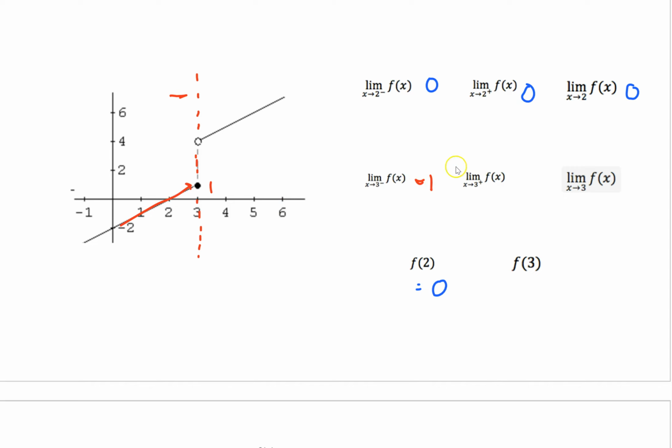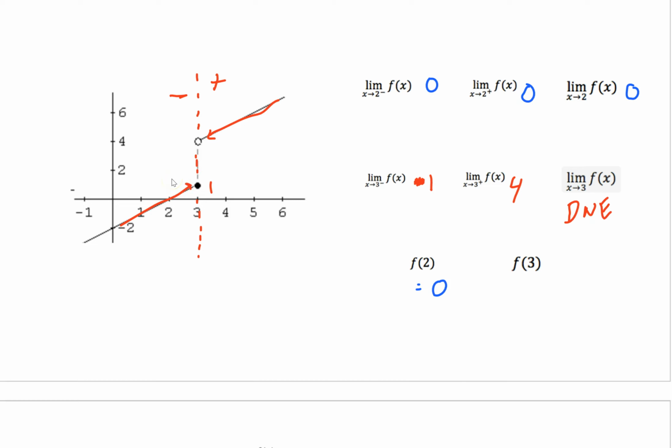Look at the right side. Right, so here's 3. As I come from the right side, what's my graph doing? It's going to 4. They don't match at all. One's going to 1. Let me cross that out. One's going to 1. One's going to 4. They don't match at all. So when this happens, everybody's favorite: limit does not exist. Right? So there's no limit here, right?